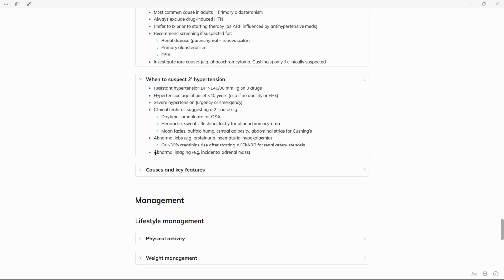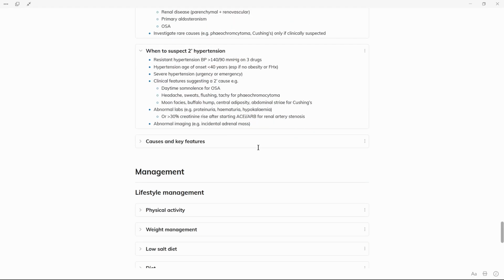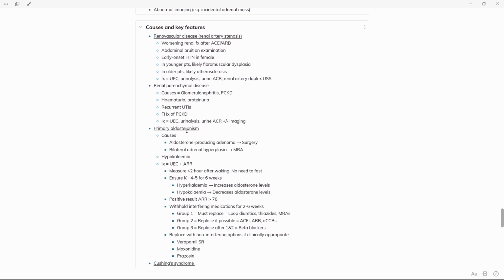Very rarely you can suspect secondary hypertension if a patient has abnormal imaging with hypertension, and the main one that is relevant is finding of an incidental adrenaloma that can point towards primary aldosteronism. So we'll go through the causes and key features clinically of several causes of secondary hypertension.